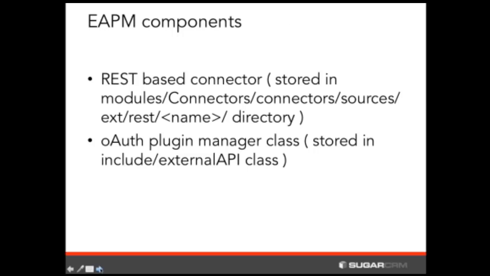There are really two components to EAPM. The first is a REST-based connector. If you're familiar with our connectors API, this is the guts of it. It is specifically for handling the configuration pieces and the testing, so that in the app you can put in your API key and any other credentials you need to pass up the wire. The second is the actual OAuth plugin manager class, which is stored in the external API class.